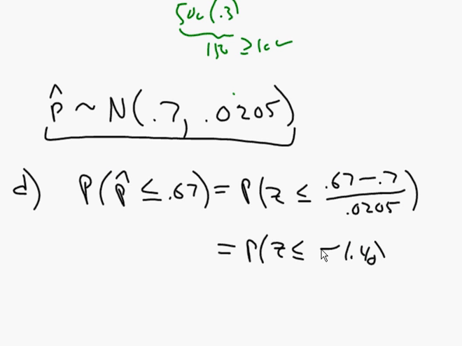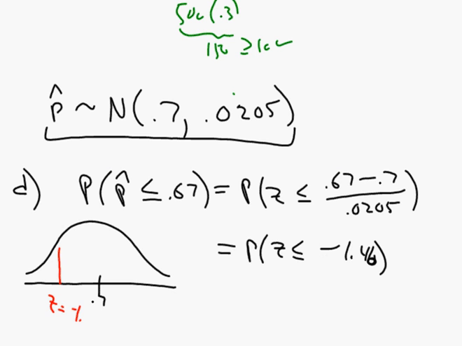Negative 1.46. That's on our normal distribution here. We have 0.7 in the middle, and z equals negative 1.46 is down here somewhere. So we get that area. Okay, so I'd like to know what that is.